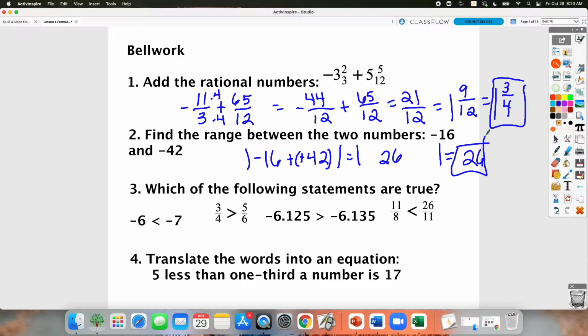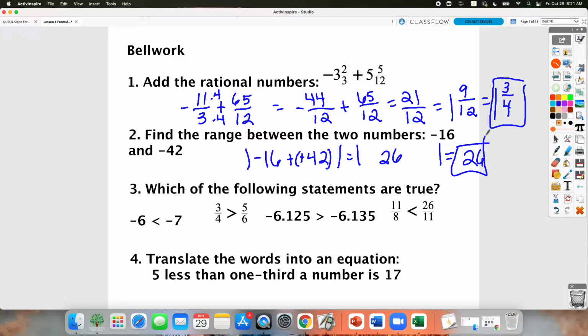Okay, now for number three. First, I just need somebody to read this first statement to me. Freeland, how would I read that? Negative 6 is less than negative 7. Negative 6 is less than negative 7, okay? So guys, is that statement true? Is negative 6 less than negative 7?